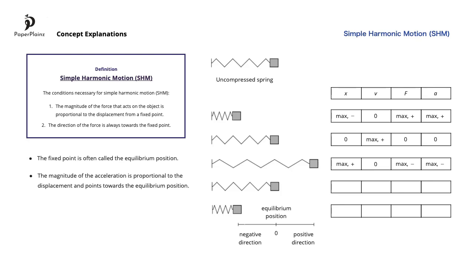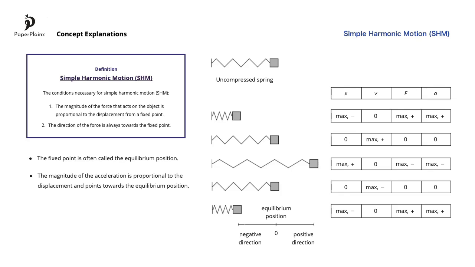In the fourth position, the object is again passing through its equilibrium position, but now it's moving to the left. Logically, displacement is 0, velocity is at its maximum magnitude. However, since the object is moving to the left, so in the negative direction, velocity is negative. Force and acceleration are 0. The final position is exactly the same as the first one, so we get the exact same values for x, v, F, and a.